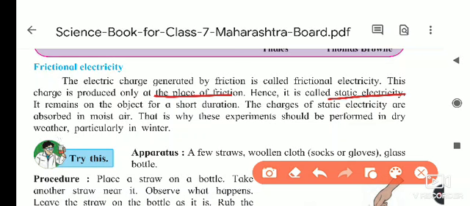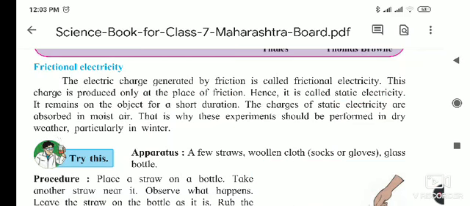One end of the scale, if you rub it on your head and take it near the paper pieces, that part of the scale only attracts the paper pieces. But the remaining half, the other end of the plastic piece, if you take it near the paper pieces, they do not get attracted. And why is this? Because this is static electricity.